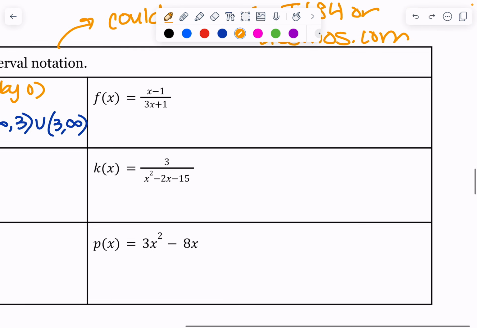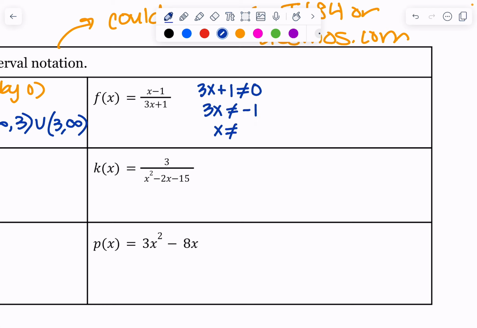All right, for this one next to the side, same concept. We have a rational equation where we divide. And so because we cannot divide by 0, we know 3x plus 1 cannot be 0. I'm not going to show more because the box is so tiny. So we know that 3x cannot be negative 1 because we subtracted 1. And thus we know that x cannot be negative 1/3 because we divided by 3.